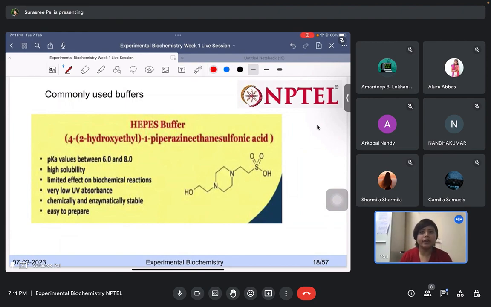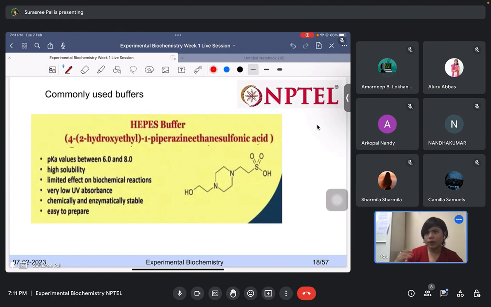This is also very commonly used for biochemical reactions. It is 4-2-hydroxyethyl-1-piperazine ethane sulfonic acid, and its pK value is between 6 to 8. It is also highly soluble and does not react with biochemical reactions. So this is also chemically and enzymatically stable and easy to prepare.